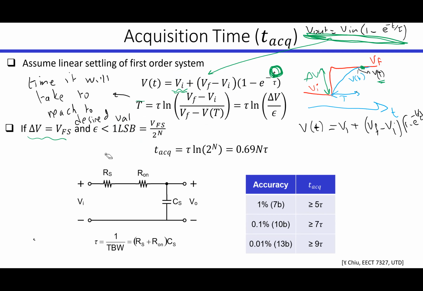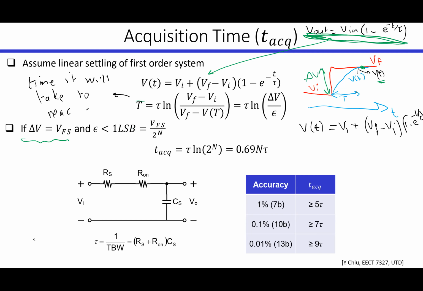Now, the thing that you should know here is what is the worst case scenario that is happening. The worst case scenario is when I need to make the biggest jump. When does this biggest jump happen? When I am at, let's say, 0 and I want to jump to V full scale. So that's why delta V is V full scale minus 0, which means V full scale.